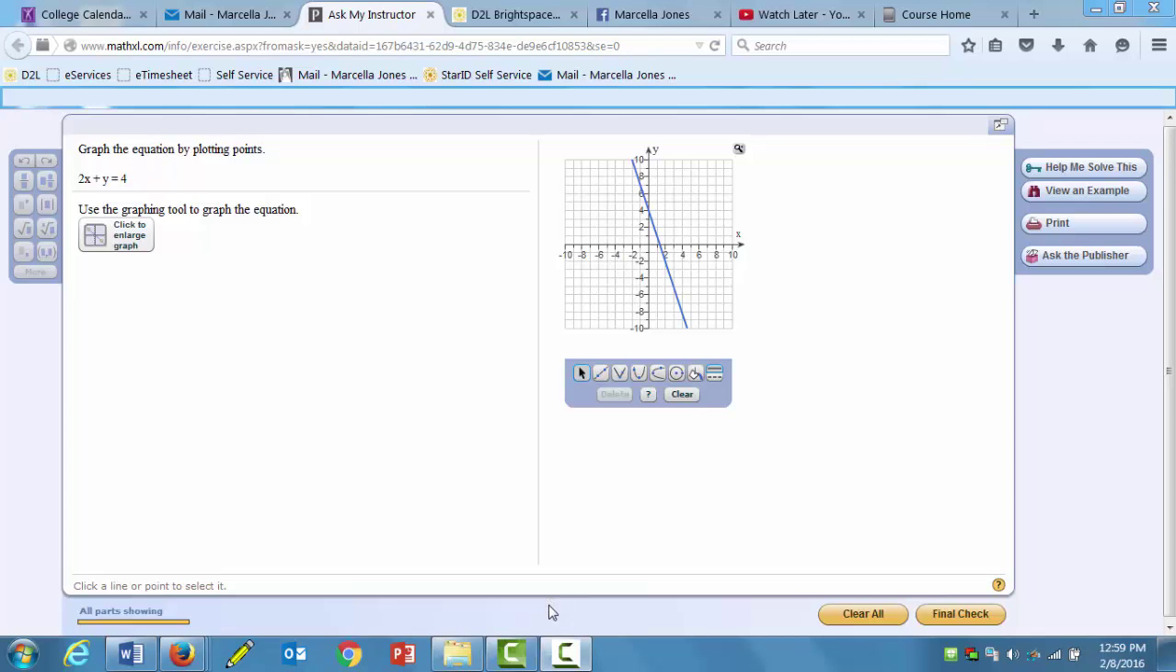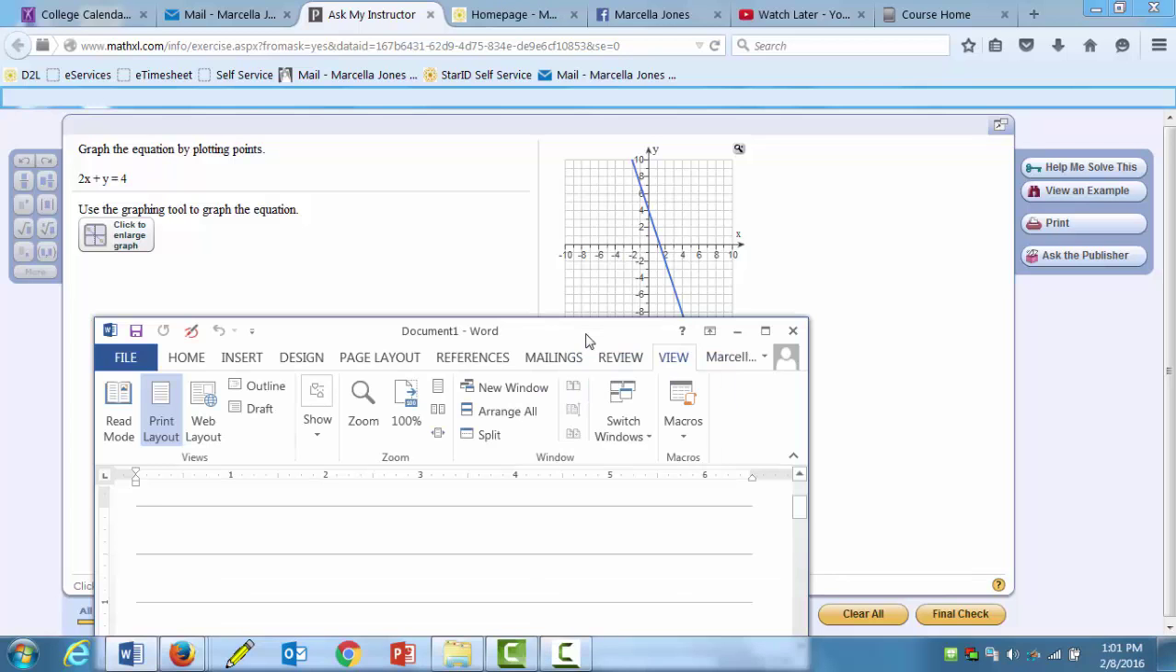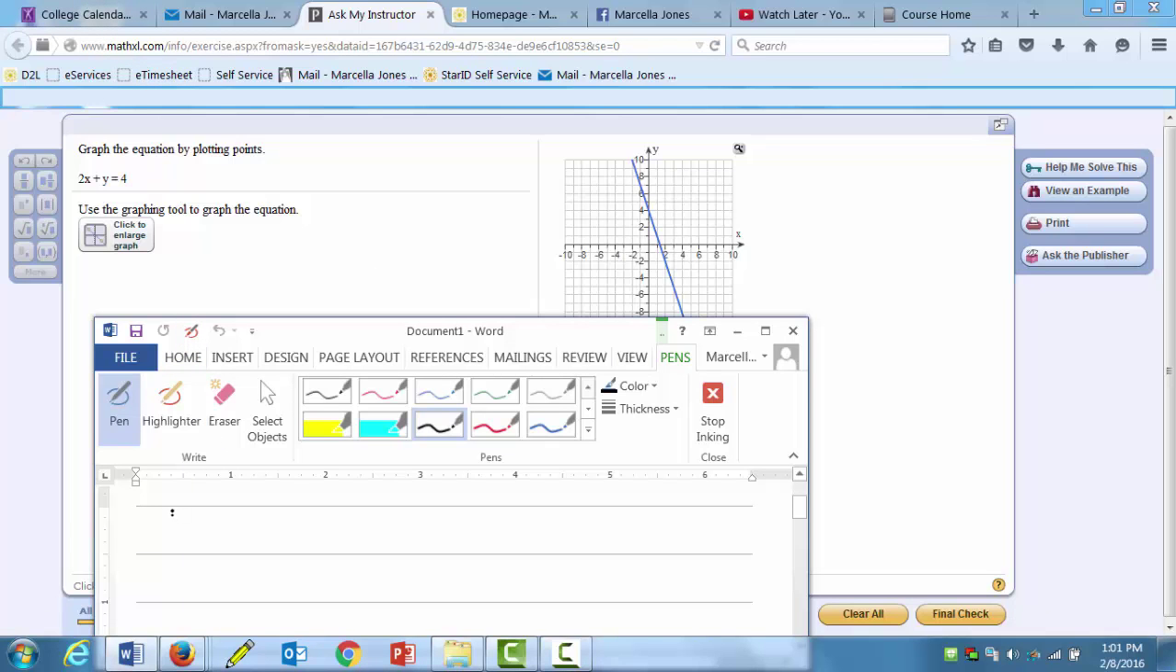Let's take a look at this problem. This is exercise 7 in section 3.2, and you've been asked to graph the equation by plotting points. The equation is 2x plus y equals 4.